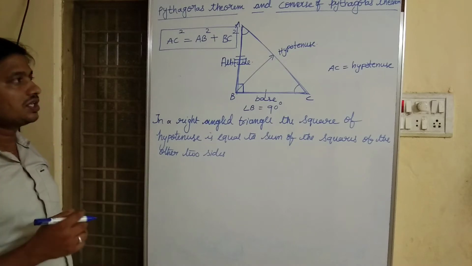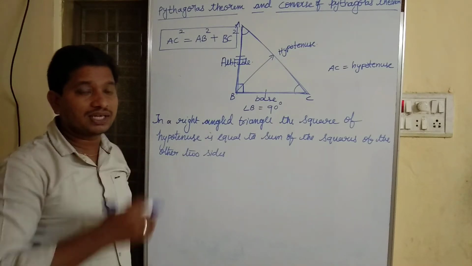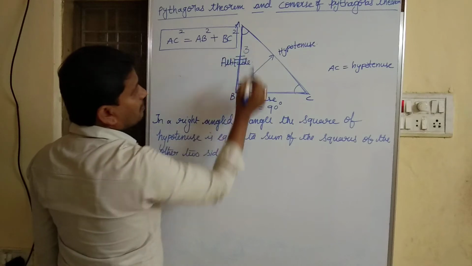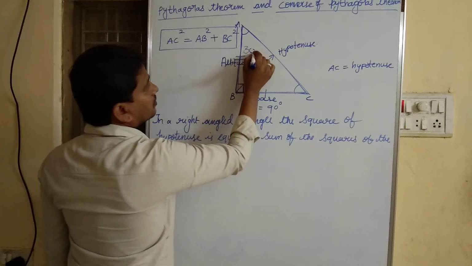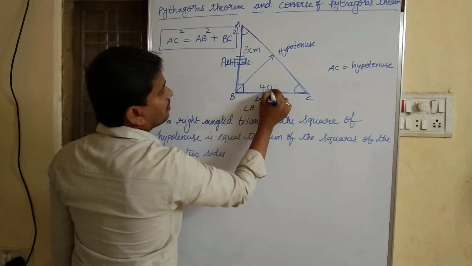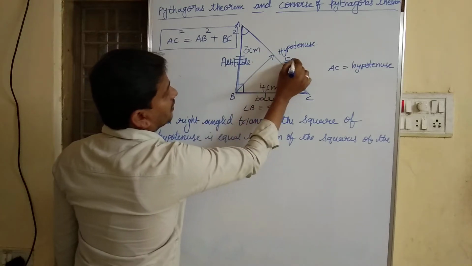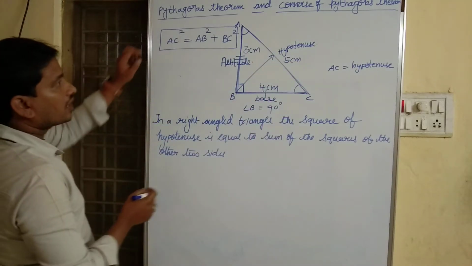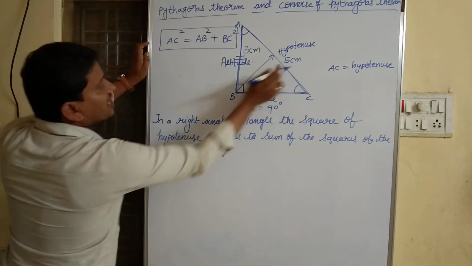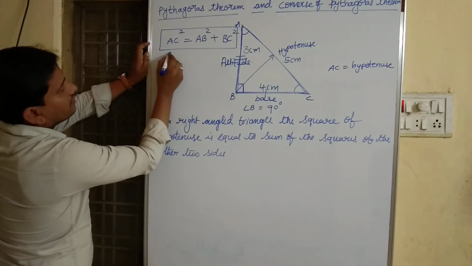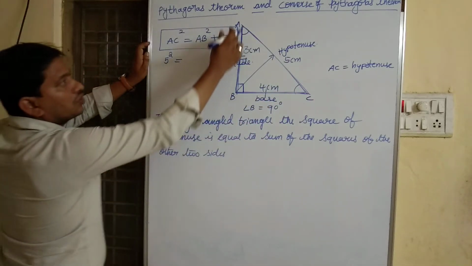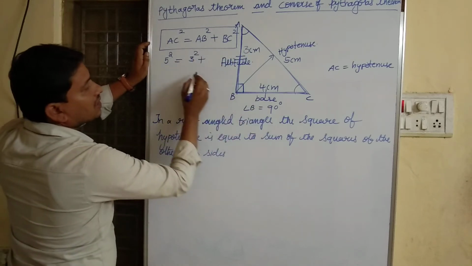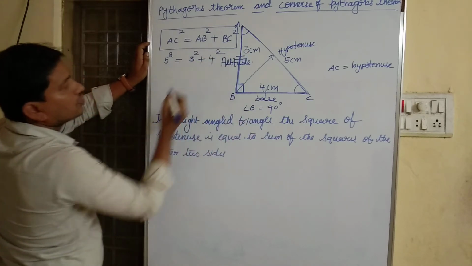Okay, for example, as we know the Pythagorean triplets. So for example, let the length of the side AB equal 3 cm and BC equal 4 cm and AC equal 5 cm. Let us check it. The length of side AC is 5 cm. I mean AC square means 5 square is equal to the length of AB, 3 cm, 3 square, plus the length of BC, 4 cm, I mean 4 square.